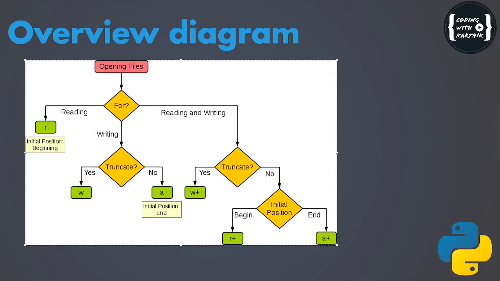X mode is similar to W, but with one difference: it will not create the file if it already exists. It will throw an exception. Okay, now let me get into the examples.